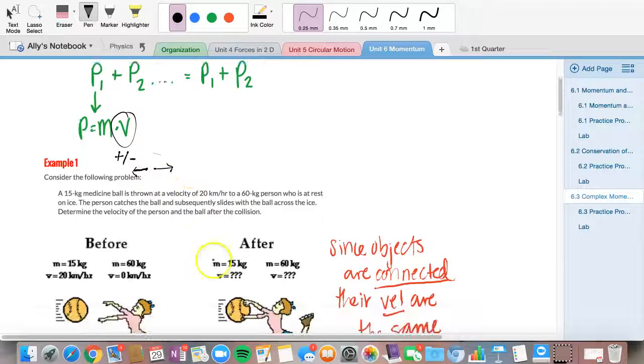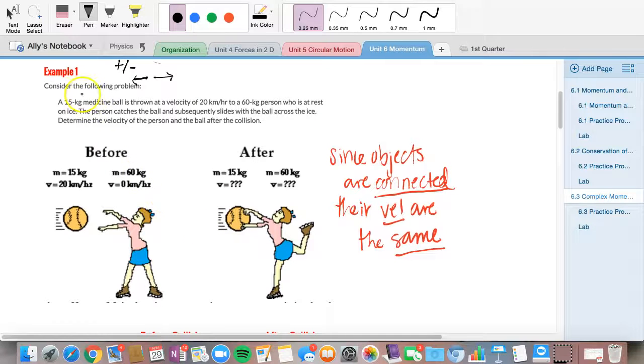So I'm going to do, I think, 3 example problems with you. So example 1: a 15 kilogram medicine ball is thrown at a velocity of 20 kilometers per hour to a 60 kilogram person who is at rest on ice. The person catches the ball and subsequently slides with the ball across the ice. Determine the velocity of the person and ball after the collision.